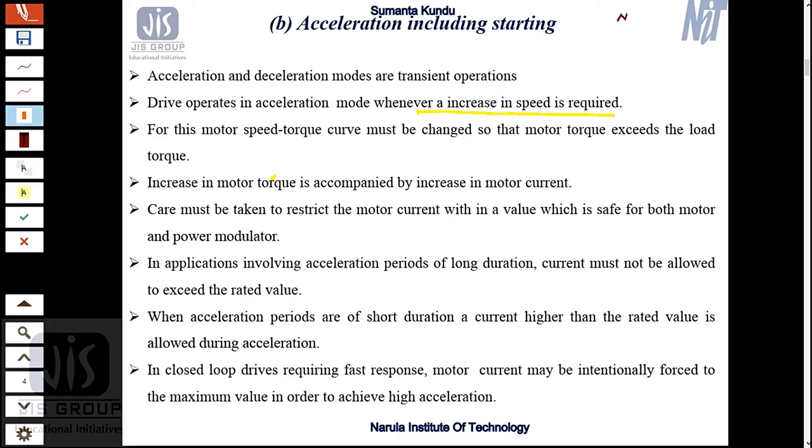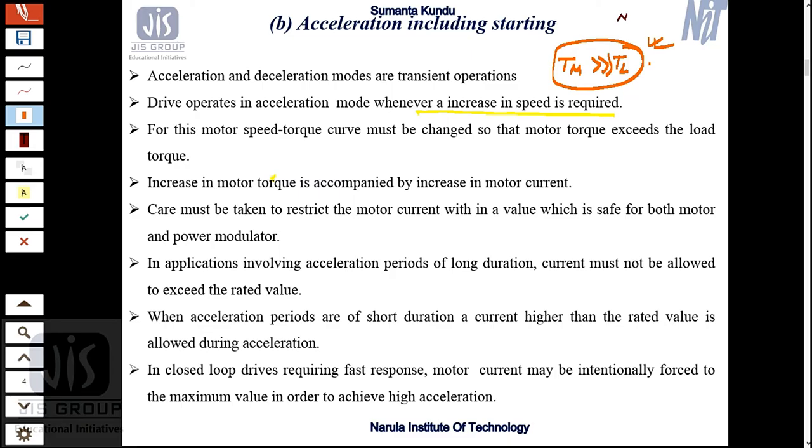Now, for the motor speed torque curve which we have discussed earlier, acceleration takes place only when the motor torque is greater than the load torque. And the time taken for a given change in speed depends on the inertia of the motor load system. The higher the inertia, the more time it will take to speed up, and also on the amount by which motor torque exceeds the load torque. So if this Tm is much higher than this TL, it will take less time.